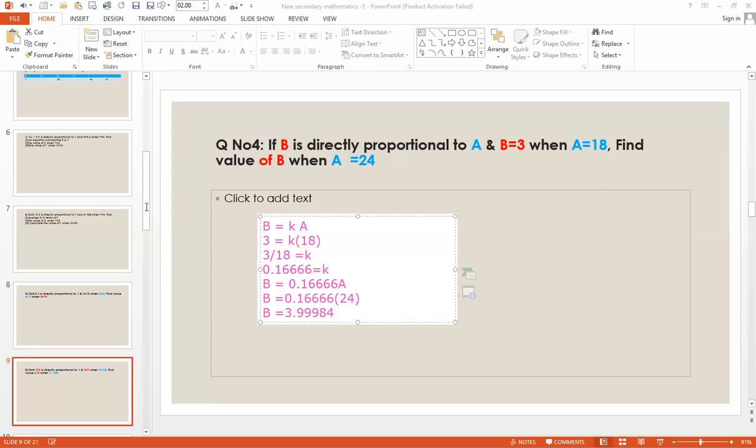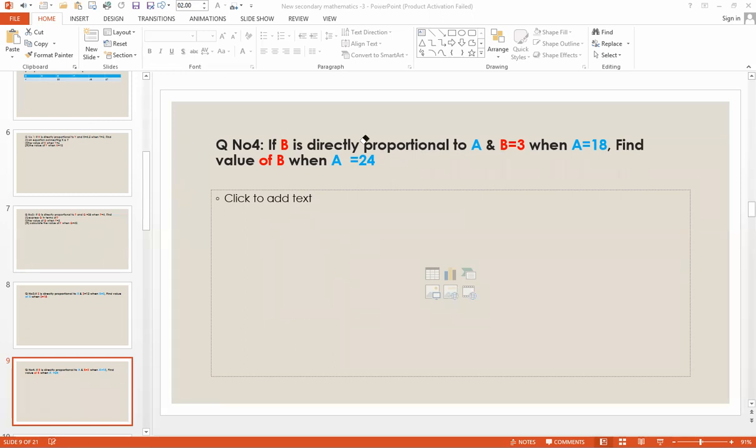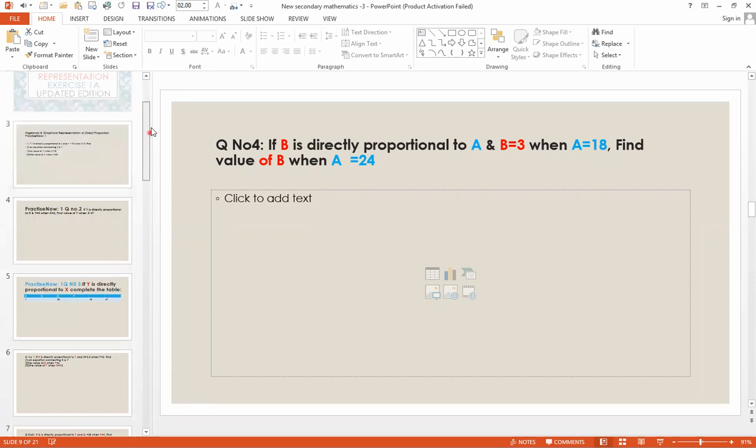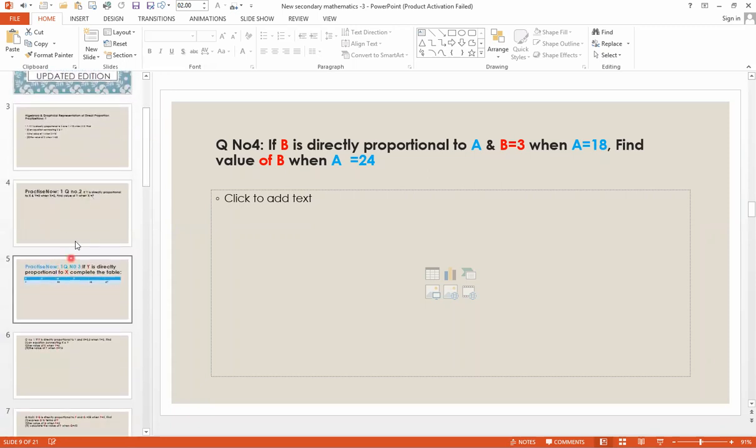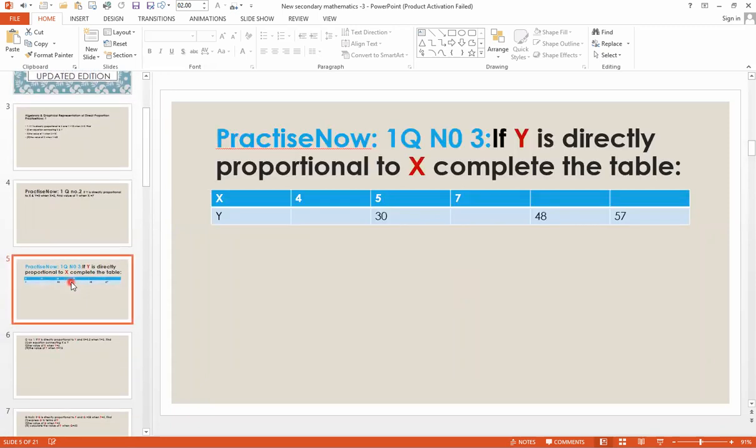Now we move towards the third question of practice now 1. I think with the help of this practice now 1, it is very much easier for you to solve all these sums. Okay. So we move towards this question, practice now 1, question number 3. Just give me a few seconds. Okay. This one is question number 3 of practice now 1.